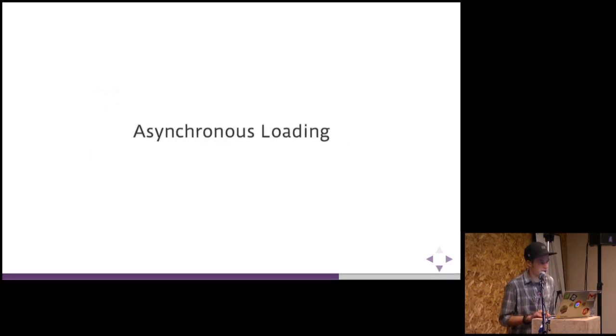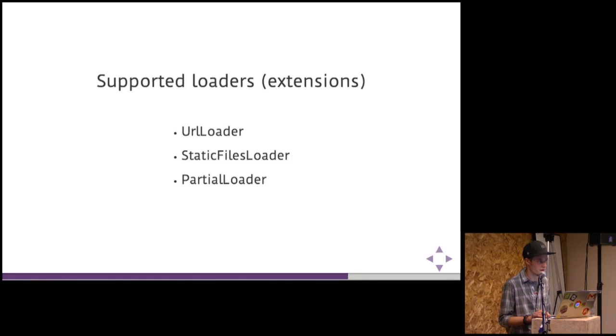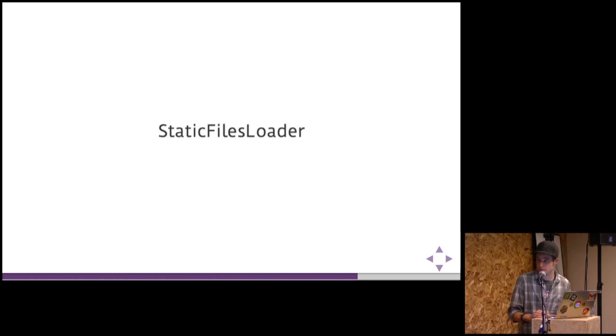And this is where asynchronous loading comes in. So there are 3 supported loaders. The URL loader I mentioned before, the static files loader, and there's also the partial loader, which takes care of loading the internationalization data on the module level. So you can load your translations not all at once, but only for a specific module if it's really needed. This is for larger applications. So the static files loader is the one I would like to get into.